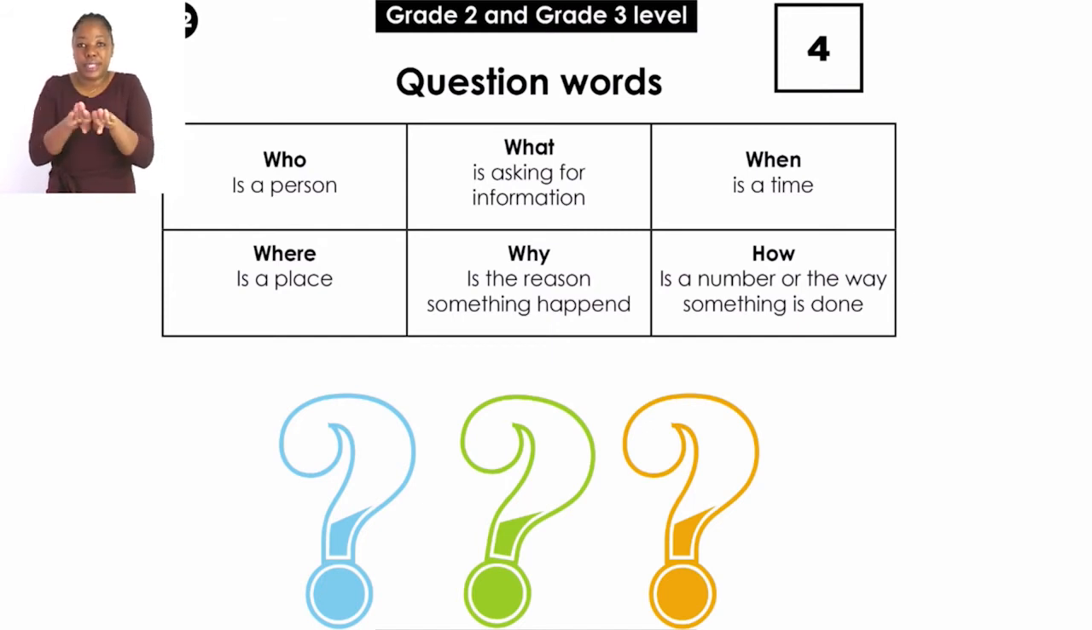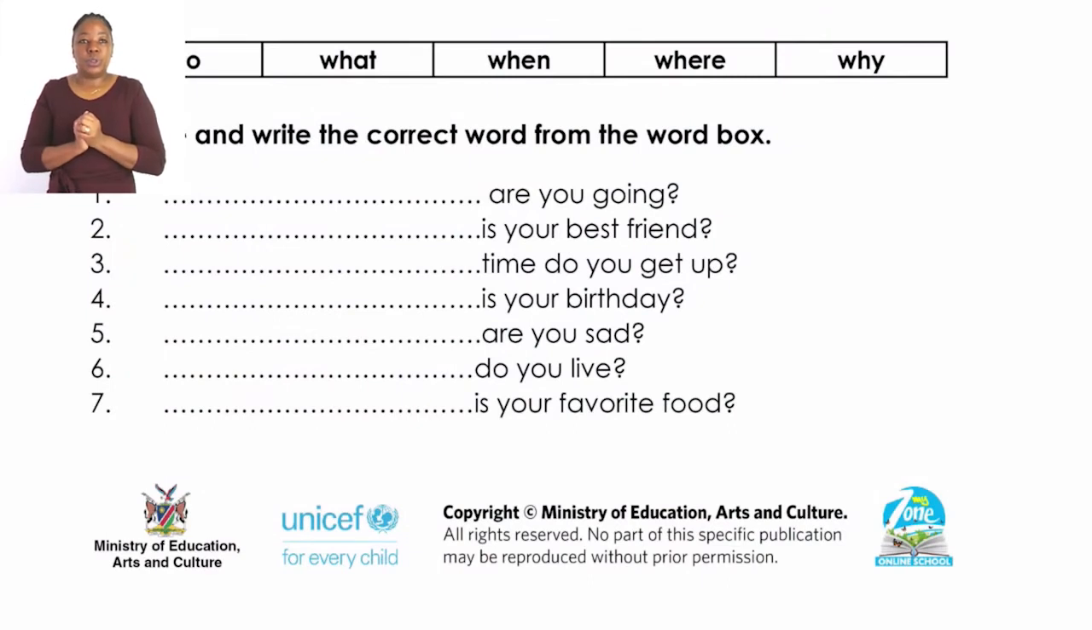When we take a look at this table that we have, it shows us how to use the question words correctly. Now I would like us to attempt the exercise below. Now that we have talked about the different question words, let's take a look at this exercise. It says choose and write the correct word from the word box. You can see from the word box we have all our question words there. I'd like us to do number 1 together.